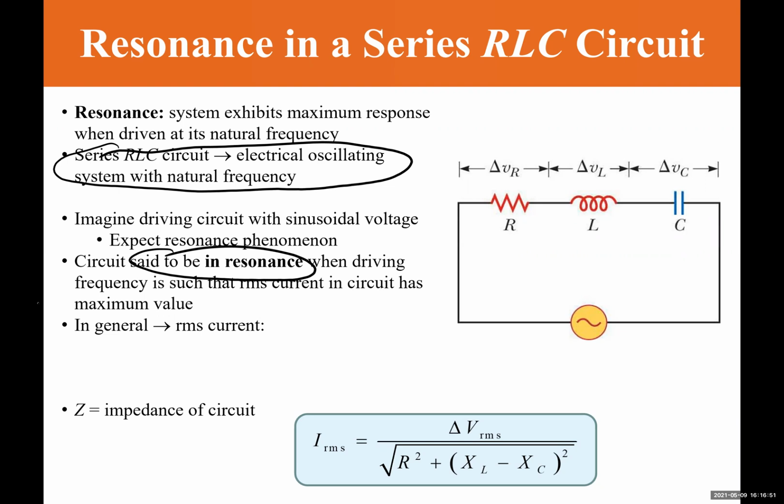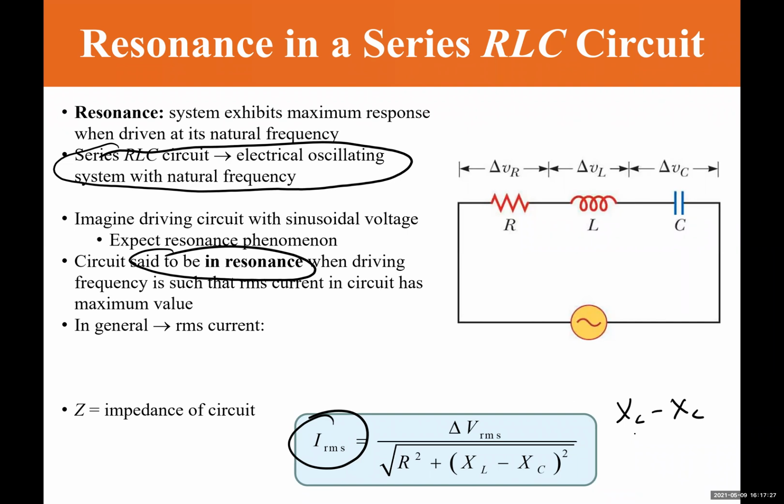So in terms of resonance frequency, it is when the driving frequency matches the natural frequency, and this pretty much occurs when you have reactances that are equal to one another. So remember this impedance equation for RMS current. Now you can see, when is it the maximum? Well, it's maximum when X sub L minus X sub C, basically, they match each other.